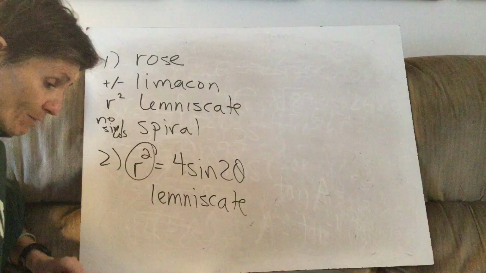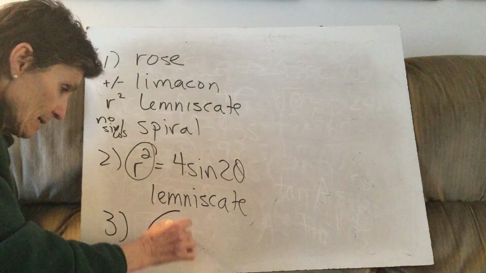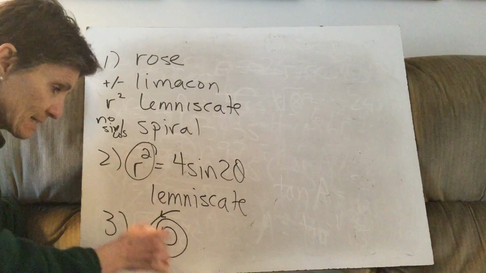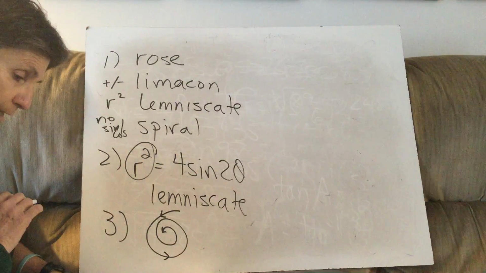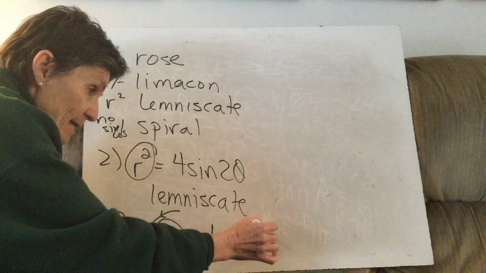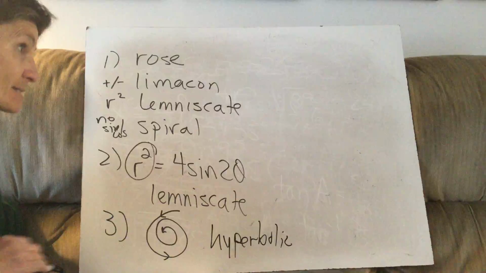All right, a spiral that starts out and spins in. So in other words, it looks like this. It's starting out and spinning in. That is hyperbolic. That is a hyperbolic spiral. It starts out and spins in.